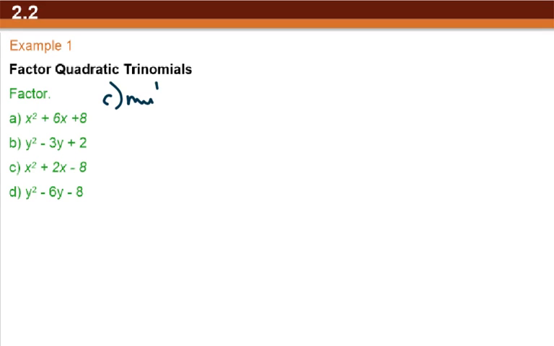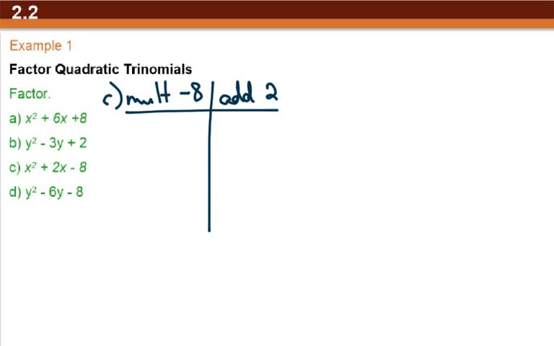Question C, now we have to multiply to negative 8, and we have to add to positive 2. And again, we'll go through the method, but by now you should be able to start thinking about this without having to do this written out. We start with 1 as always. 1 times what to get negative 8? 1 times negative 8. Check the adding. 1 plus negative 8. That's negative 7. It's not 2. So move on in the multiply column, we'll check out 2. 2 times negative 4 would give negative 8.